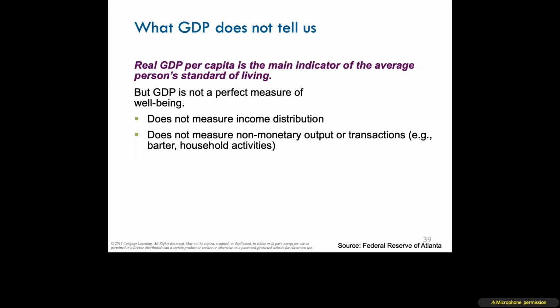So for instance, GDP per capita, and what is GDP per capita? It takes the GDP and divides it by the population. GDP per capita does not measure whether or not everybody's getting the same amount, or whether there are some people getting a ton of the GDP and other people getting a few cents. It doesn't measure non-monetary things, such as barter and household activities.